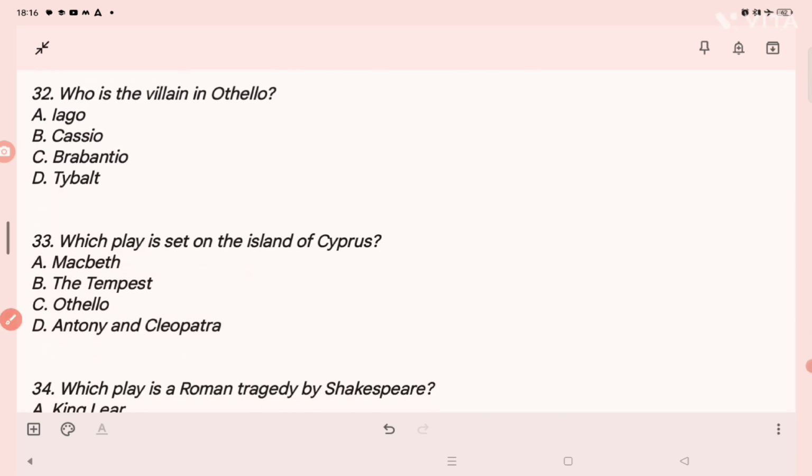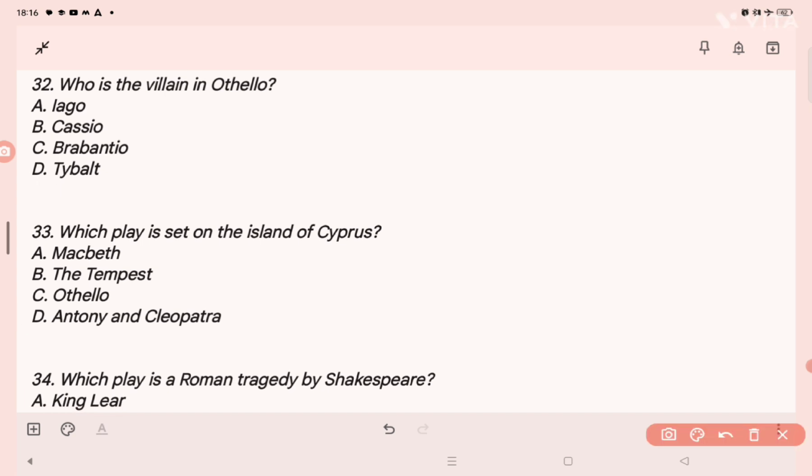Who is the villain in Othello? Option A, Iago. Iago is the villain in Othello. He is a manipulative character who deceives Othello into believing his wife Desdemona has been unfaithful.